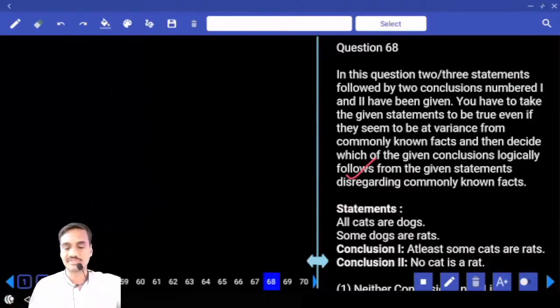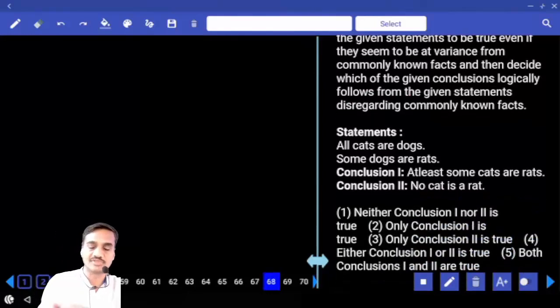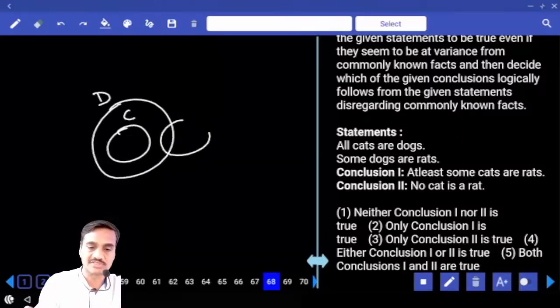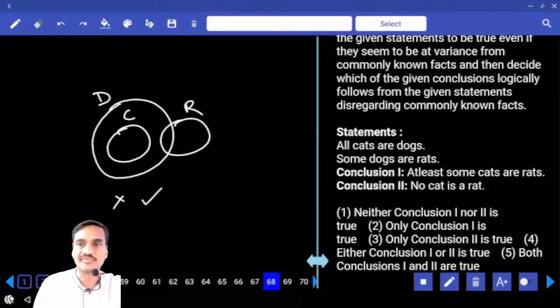Then 68 onwards, syllogisms. Model number 1: which conclusion logically follows. All cats are dogs, so these are the cats that are dogs. All cats are dogs, and some dogs are rats. Then first one, some cats are rats, that is false. And no cat is a rat is definitely true.